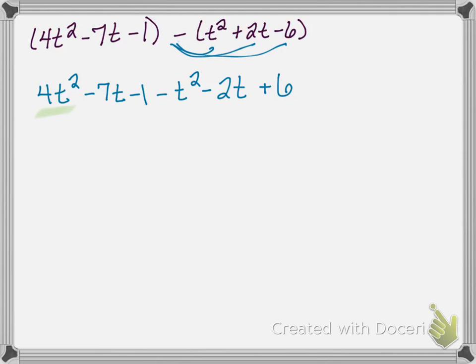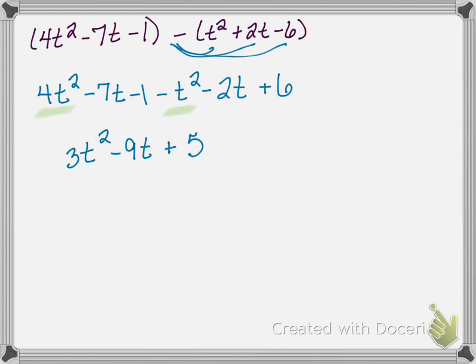Now I've got 4t squared and minus t squared. That would be a 3t squared. Negative 7t and negative 2t is negative 9t. Negative 1 and positive 6 is positive 5. Any questions on that one?